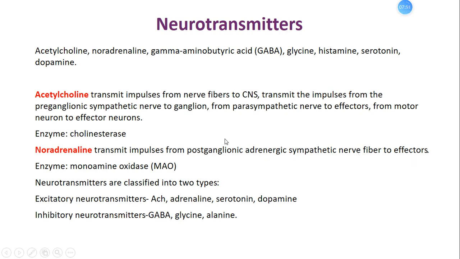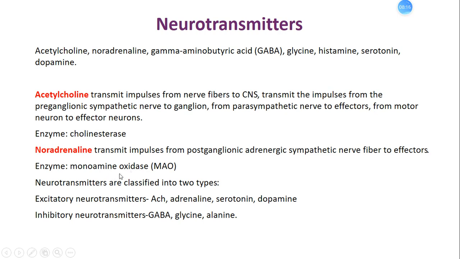And here we have some enzymes which can destroy neurotransmitters after they act on the postsynaptic membrane. Here we have cholinesterase. It will destroy acetylcholine in the synaptic cleft. And here we have monoamine oxidase. It will destroy the noradrenaline.